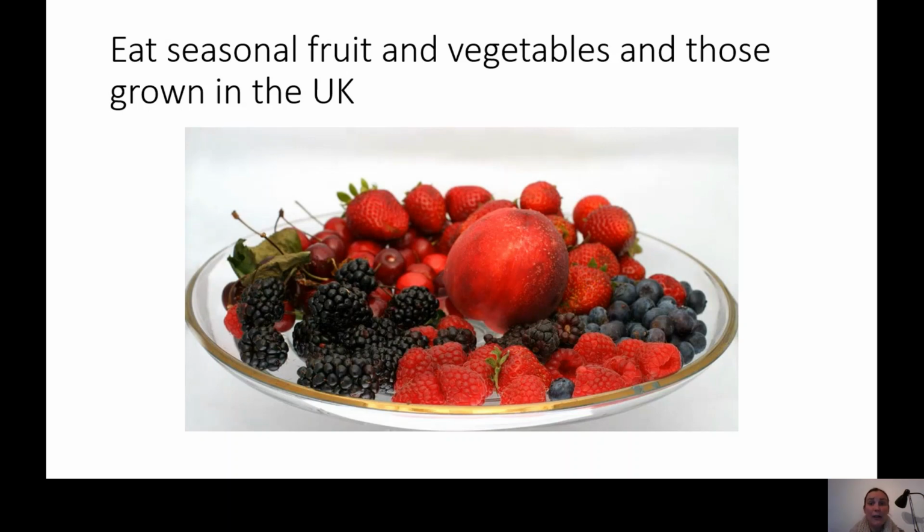If you want to know more about this, you should ask either Year 2 or Year 6 who have been learning all about where our food comes from.